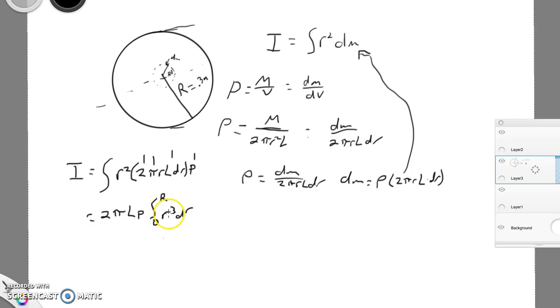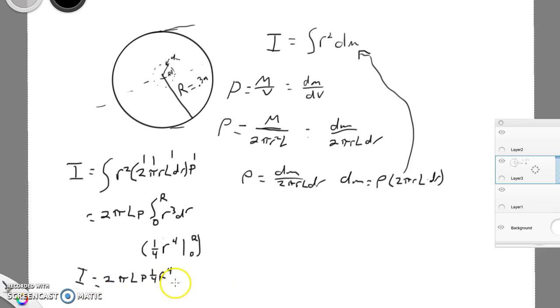Okay, so we integrate this and we get 1/4 r to the 4th. Okay, we're going to evaluate from 0 to R, which just gives us 1/4 R to the 4th times 2 pi l, the length, times rho. Okay, and that's our moment of inertia.